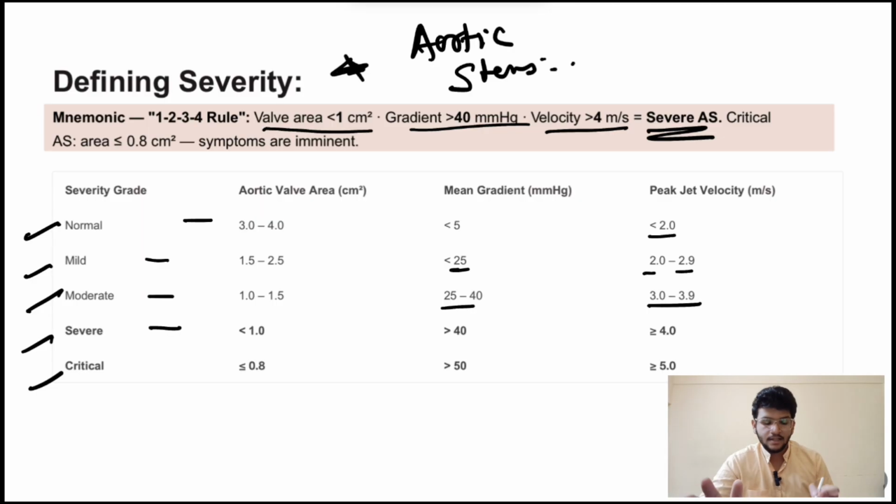In severe, it is less than 1 centimeter squared. The gradient is more than 40 and the peak jet velocity is more than or equal to 4. In critical, it is less than 0.8 centimeter squared. Gradient is more than 50 and peak jet velocity is more than 5.